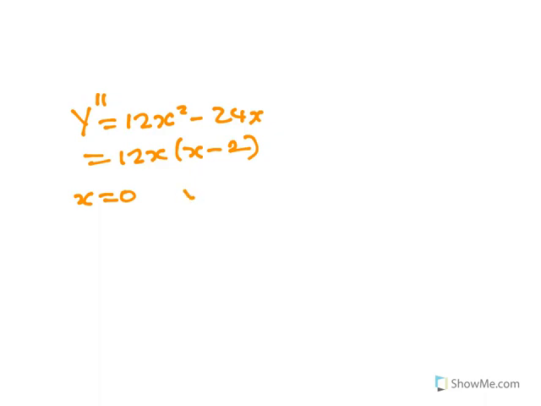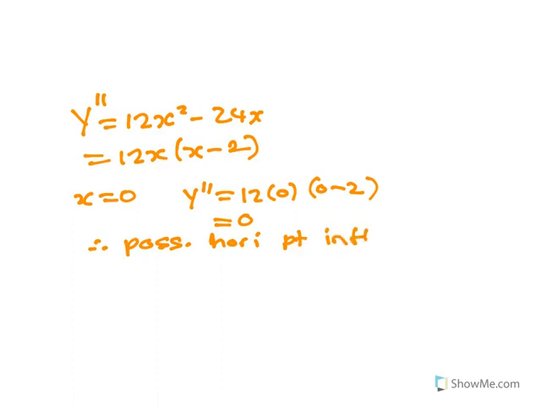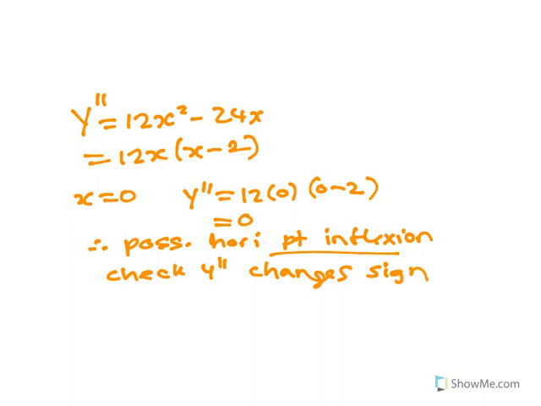When you put in x equals 0, the y double dash is 12 times 0, 0 minus 2, which is 0. This is an indication that it is a possible horizontal point of inflection. So it's not good just to accept that it is. You then have to check y double dash changes sign, because what you're actually checking for there is a change in concavity.